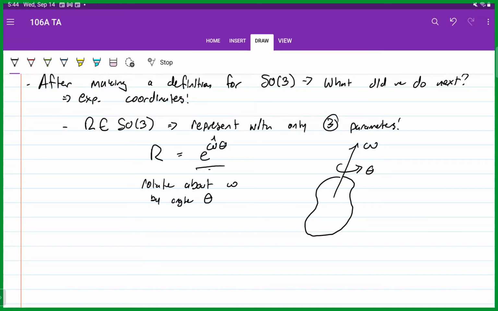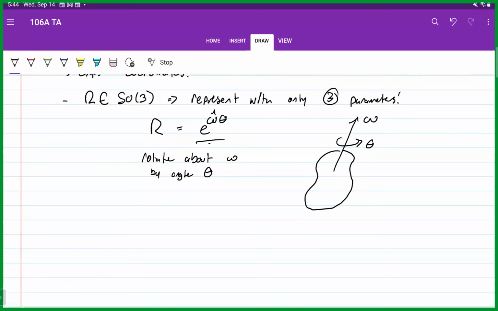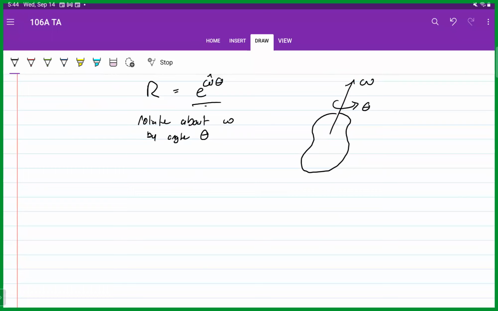But now we want to do the same thing for this more general case, where we have translations as well. How are exponential coordinates going to be able to deal with that? Can we actually use them? Spoiler alert: we can use them. But how do we do the same thing for SE3?